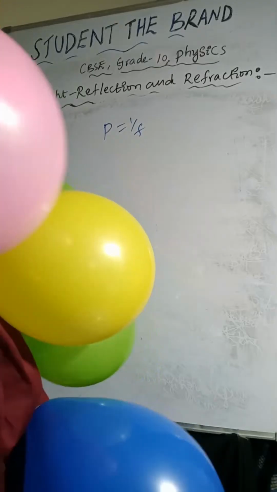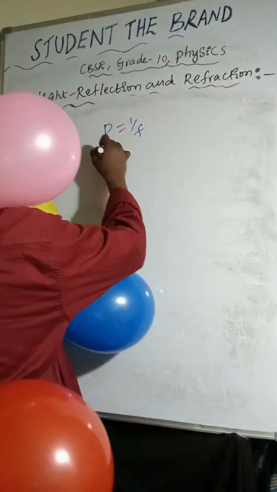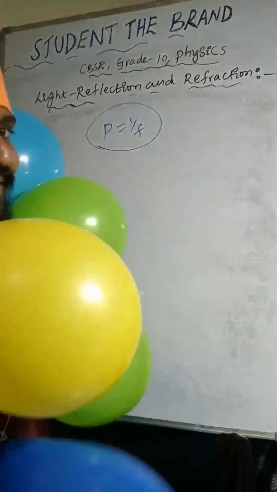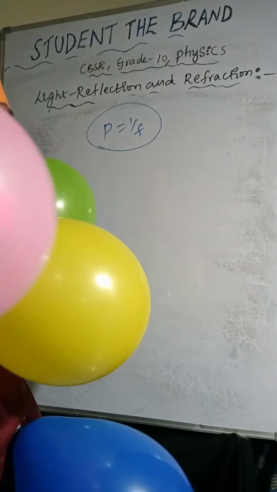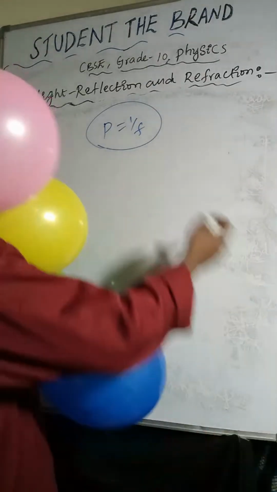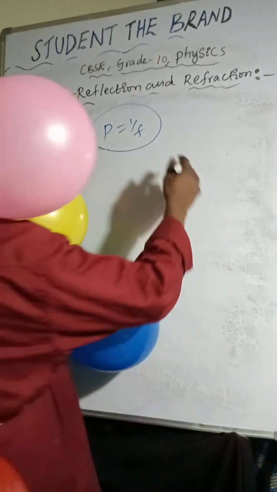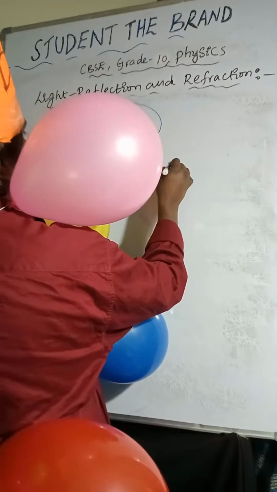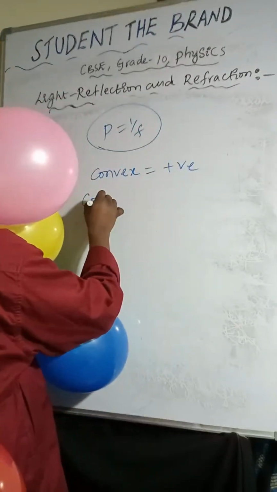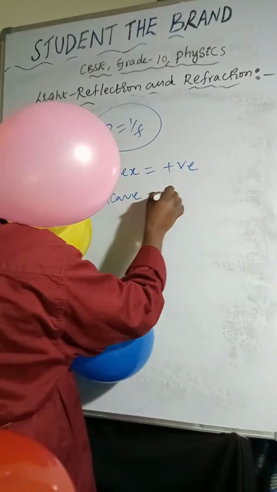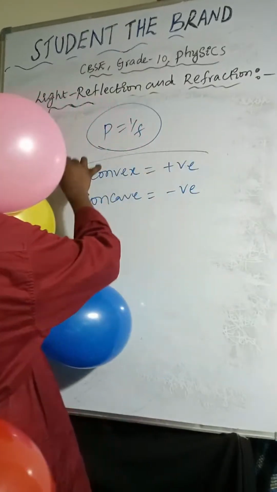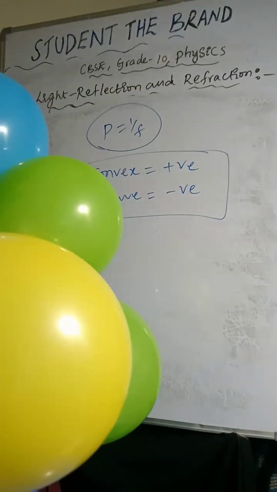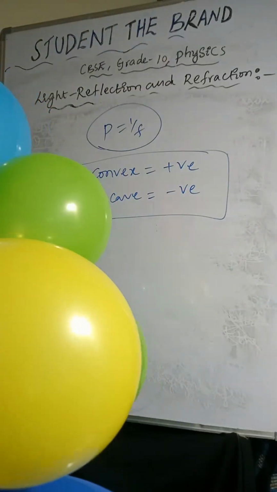Okay, so P equal to 1 by f. The degree of converging or diverging of a lens achieved is known as power of lens, or simply we can say reciprocal of focal length. For convex lens, power of lens is positive. For concave lens, power of lens is negative.